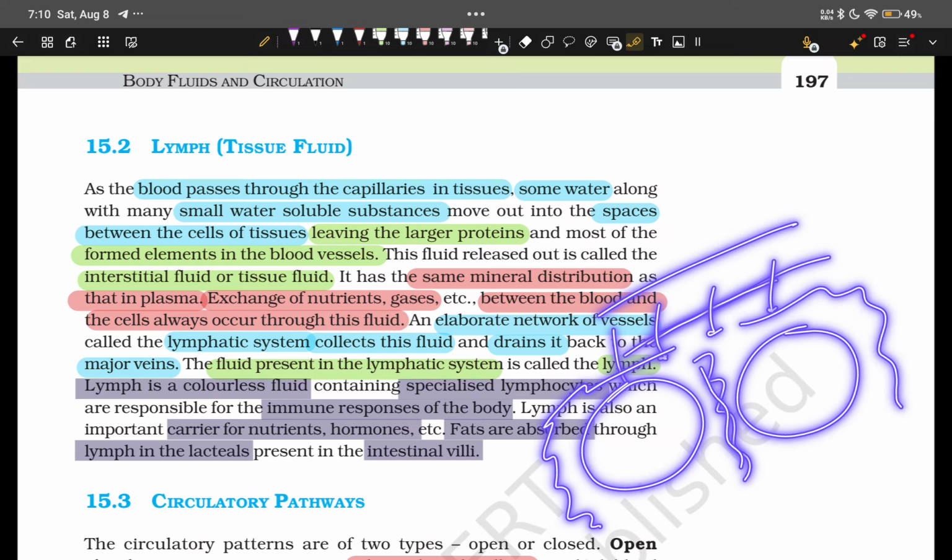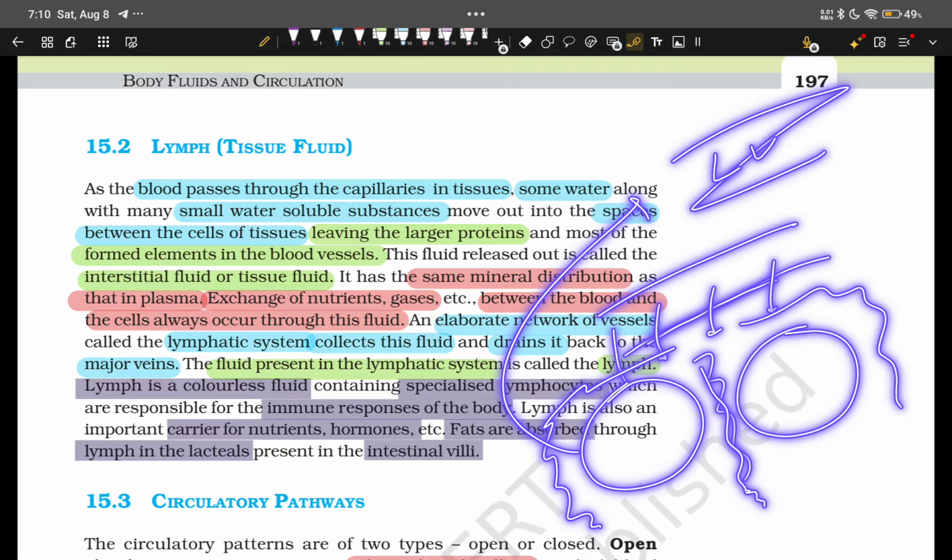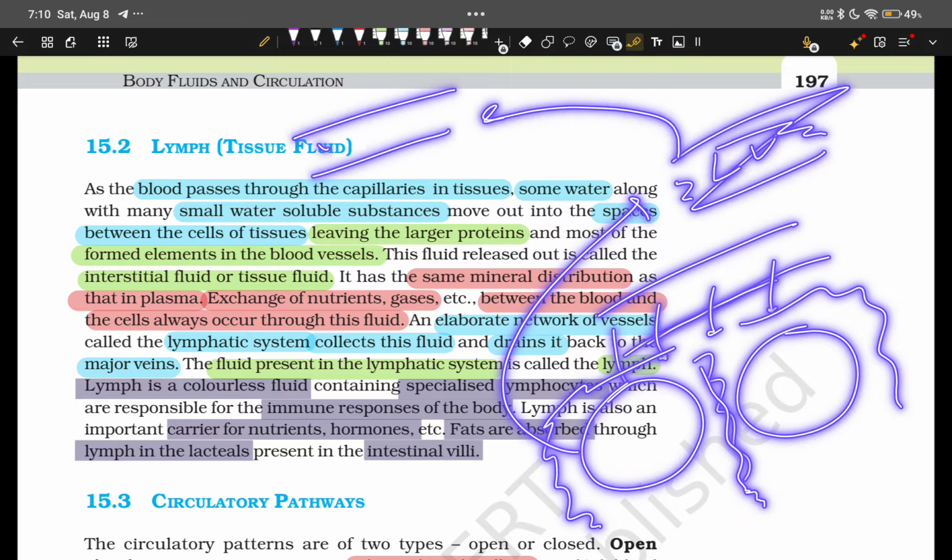get collected in the spaces between these, and when they get collected, this is called tissue fluid or interstitial fluid. And when this fluid gets drained into a lymphatic vessel, then this is called lymph, and this lymph is finally drained back to the veins, where it is called, of course, blood, right? So this is the whole process.